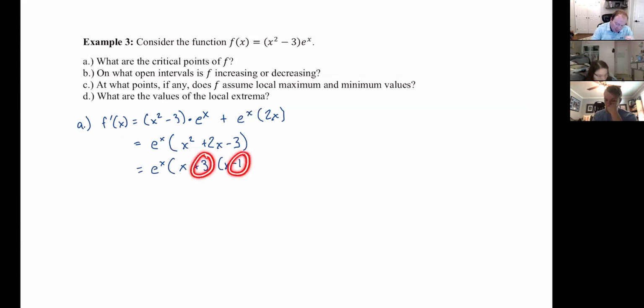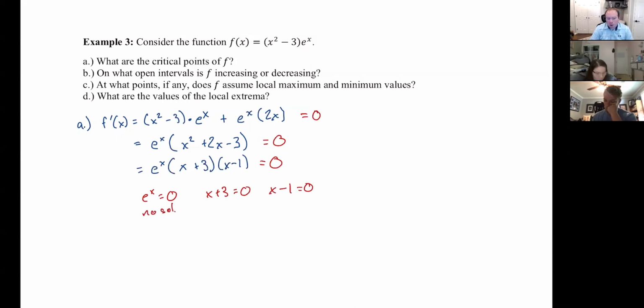Because 3 times -1 gives you -3, and 3 plus -1 gives you +2. So now when you set this equal to 0, you can even see what's happening. All we're doing is setting our derivative equal to 0. So really, you could have thought about that right from the get-go. So e to the x is equal to 0, x plus 3 is equal to 0, and x minus 1 is equal to 0. Realize that this has no solution.